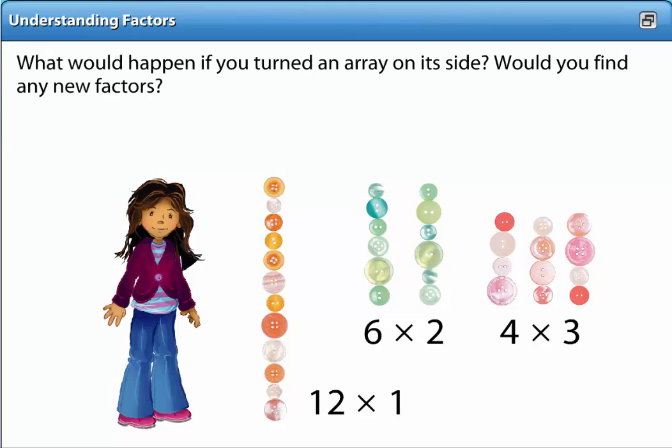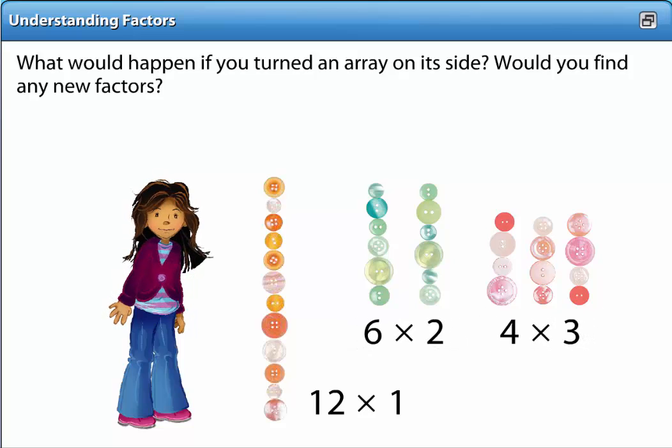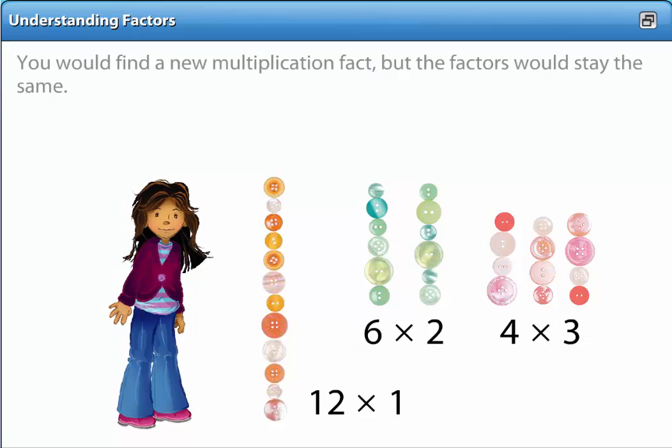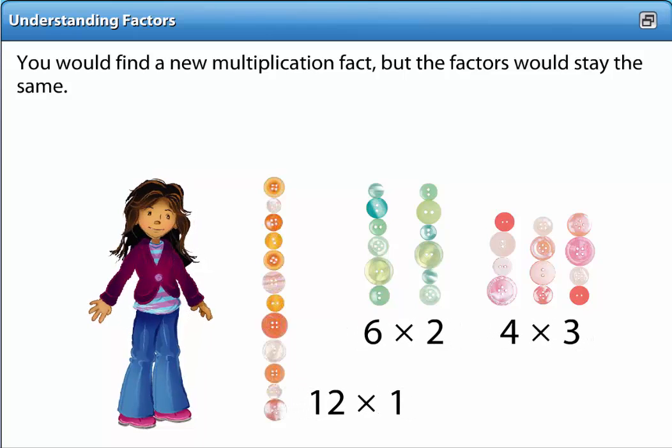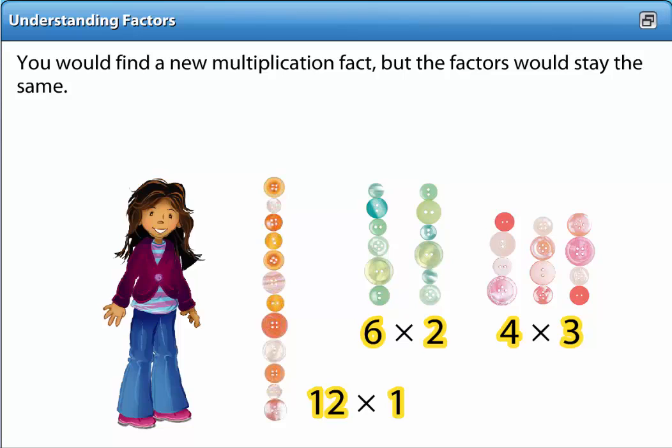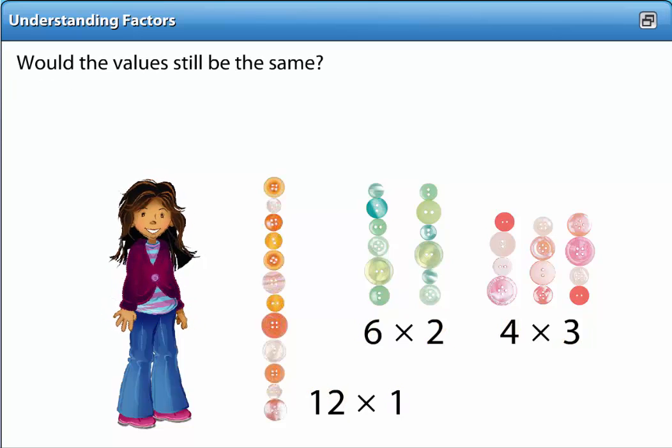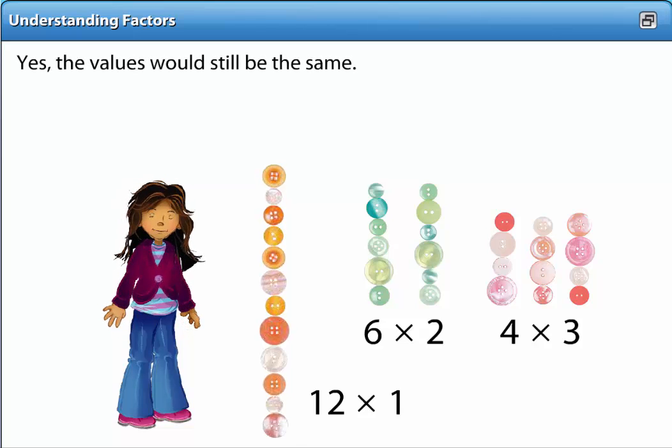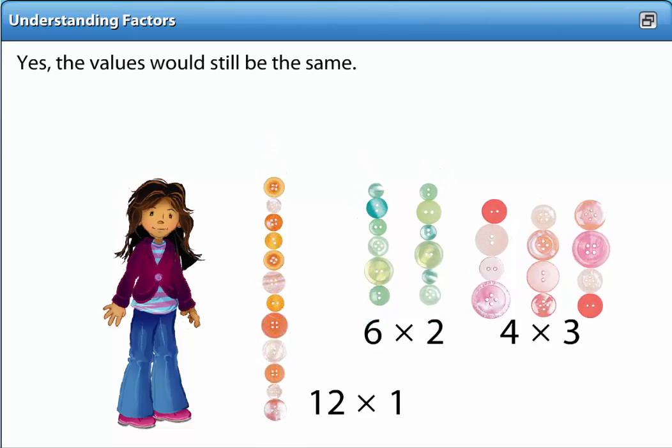What would happen if you turned an array on its side? Would you find any new factors? You would find a new multiplication fact, but the factors would stay the same. Would the values still be the same? Yes, the values would still be the same.